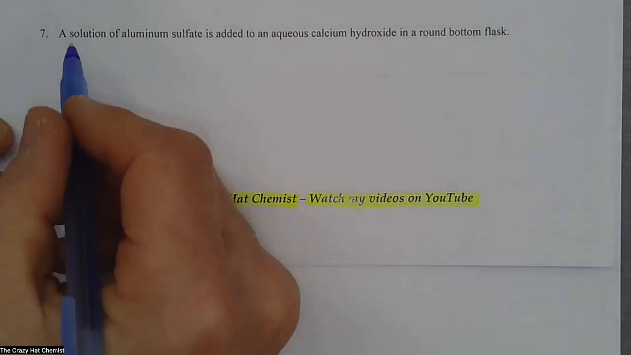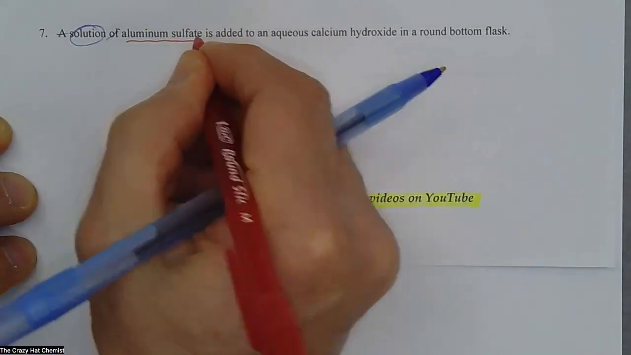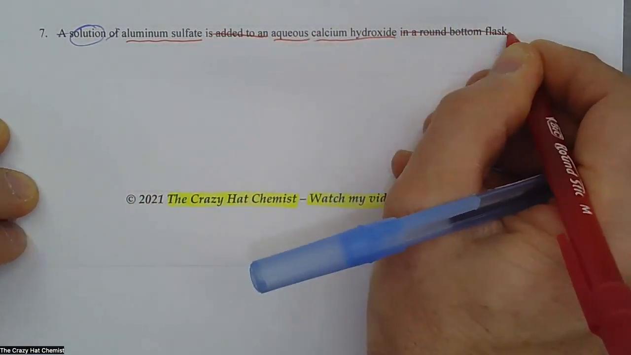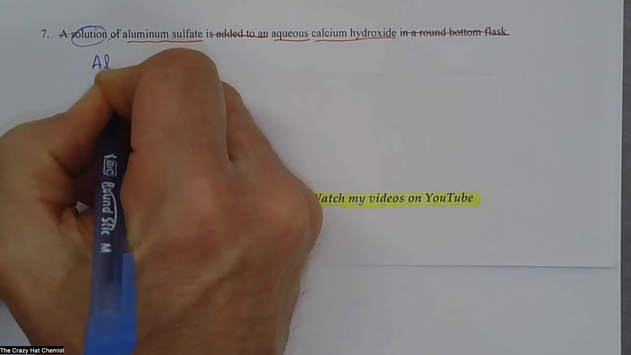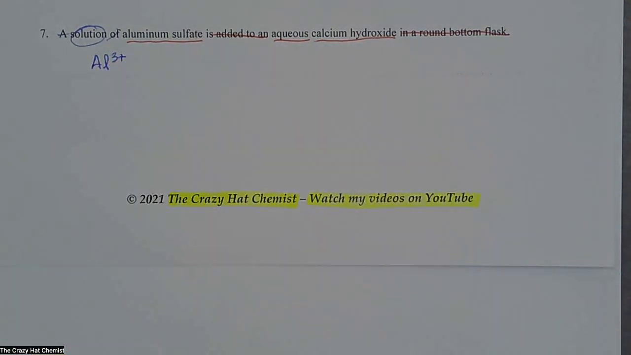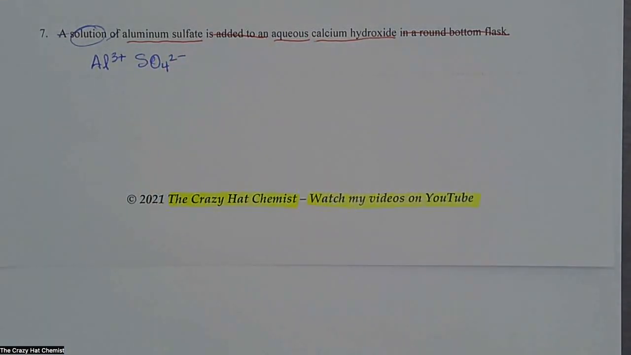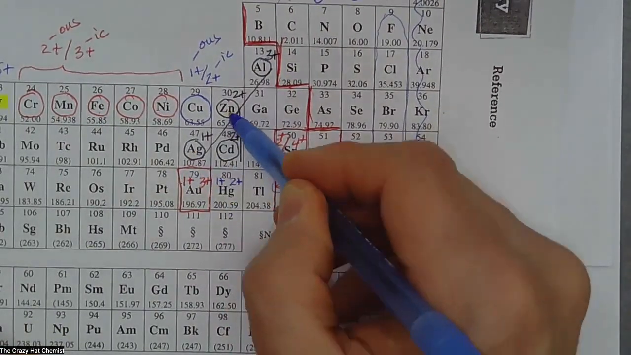All right, so it says a solution of aluminum sulfate is added to an aqueous calcium hydroxide in a round bottom flask. Again, I've crossed out some words that don't really matter, and left some words that do matter. So aluminum sulfate. Aluminum is a periodic trend charge of 3+. And then sulfate is a polyatomic ion, SO4 2-. Again, I am assuming that you do know your periodic trends: silver 1+, zinc 2+, aluminum, there's my 3+.